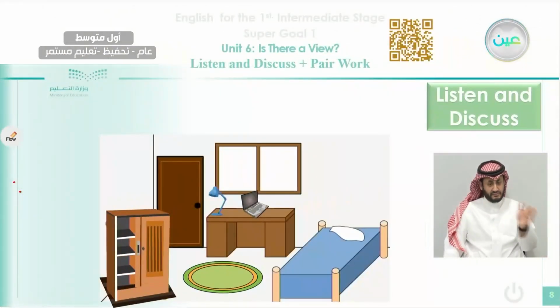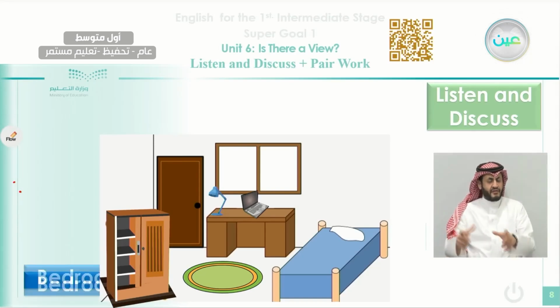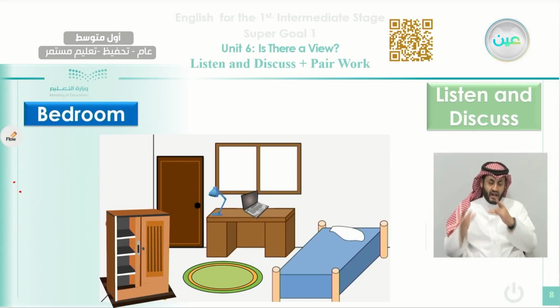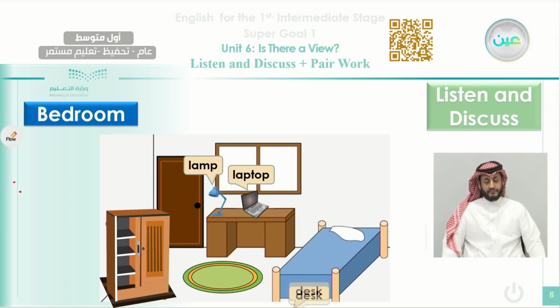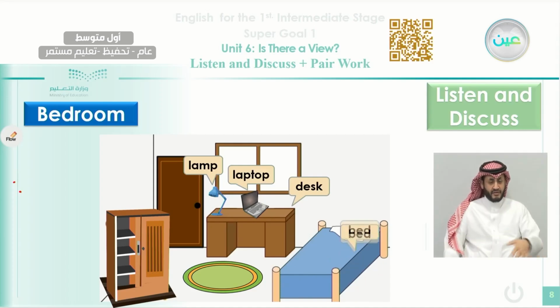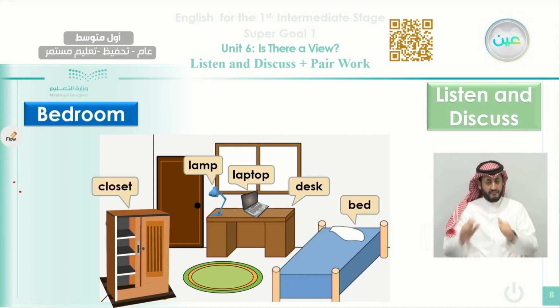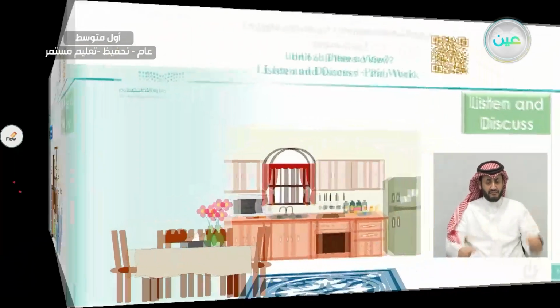And in the other room here, this is another room in your house. Try to think of it and try to identify what this room is. Excellent, that is a bedroom. We call this a bedroom. It is very clear that the items available there indicate that this is a bedroom. What is in the bedroom here? We have a lamp, as you can see here. We have a laptop. We have a desk, as you can see here. We have a bed. We have a closet. We have a rug also.